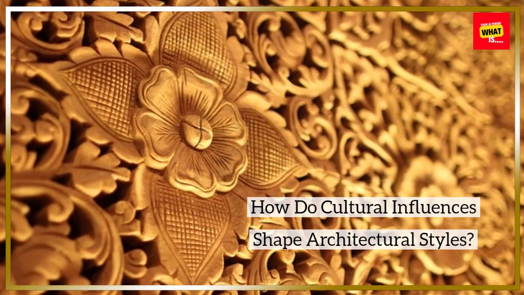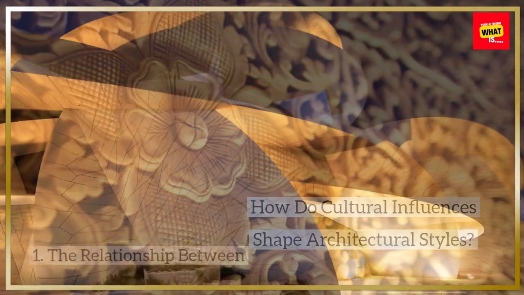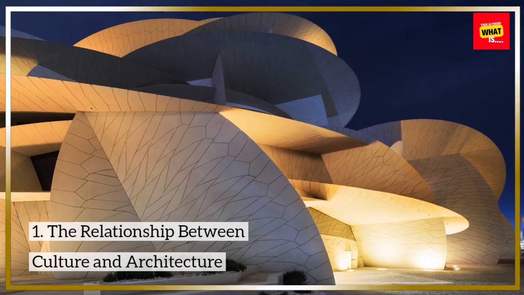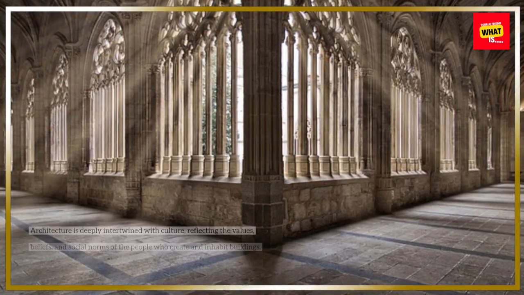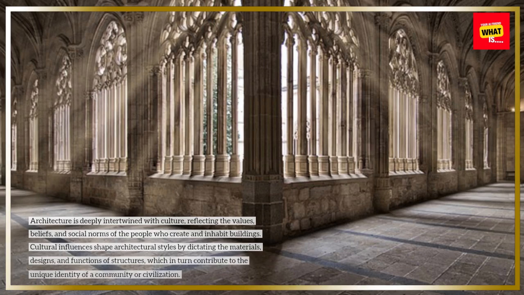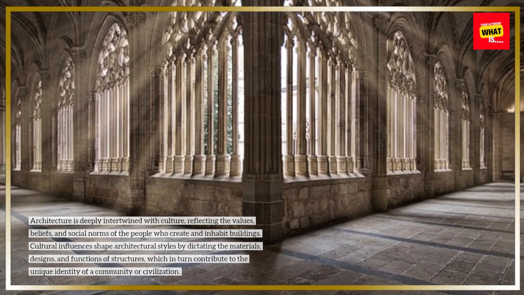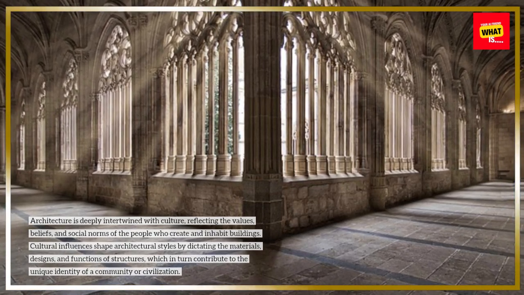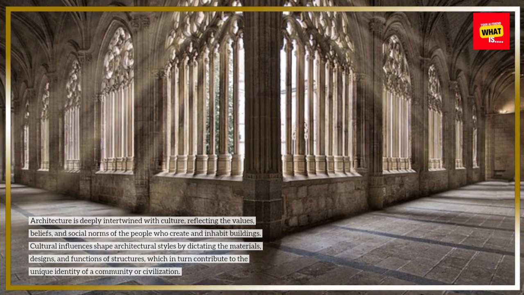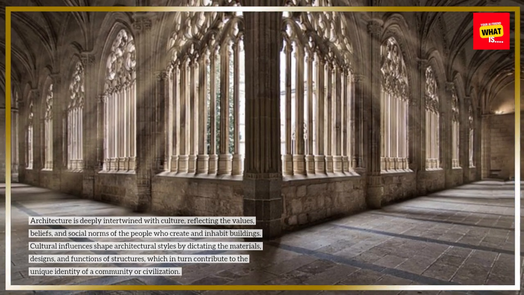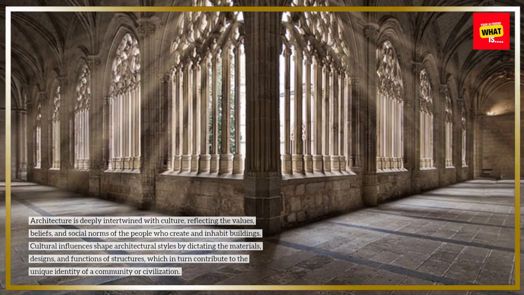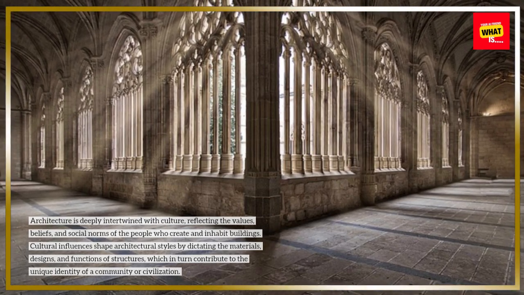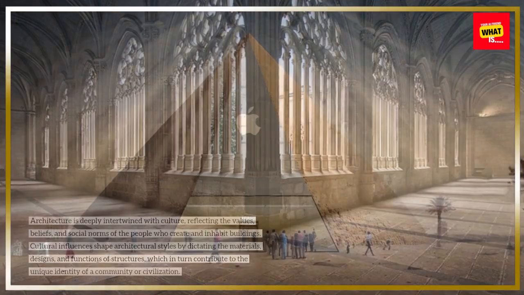How do cultural influences shape architectural styles? 1. The relationship between culture and architecture. Architecture is deeply intertwined with culture, reflecting the values, beliefs, and social norms of the people who create and inhabit buildings. Cultural influences shape architectural styles by dictating the materials, designs, and functions of structures, which in turn contribute to the unique identity of a community or civilization.